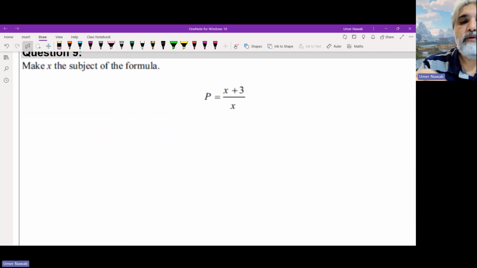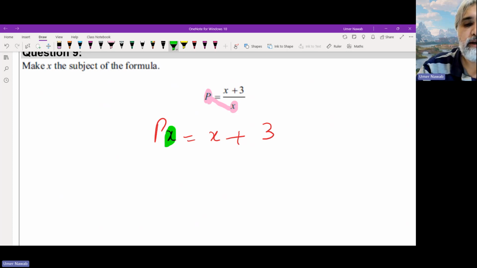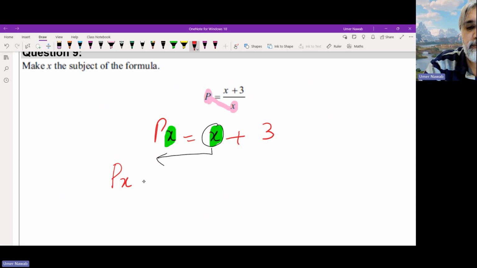In this case, I will go with cross multiplication. So x multiplied with q, it gives me bx is equals to x plus 3. Oh, now there are two terms containing the x, which has to be made as a subject. So in this situation, I will prefer to send this x to the left so that all my x terms will be on one side, and here it is on the left hand side.